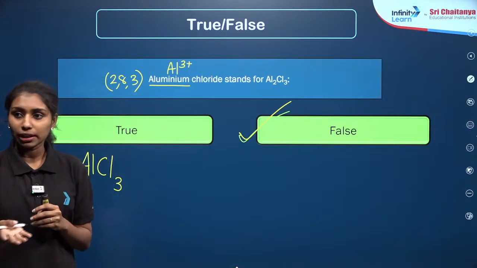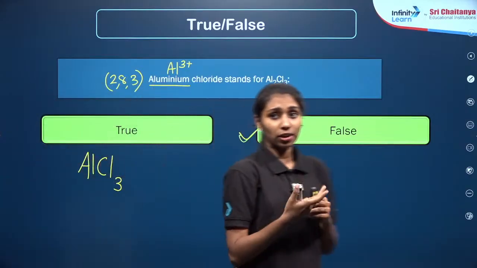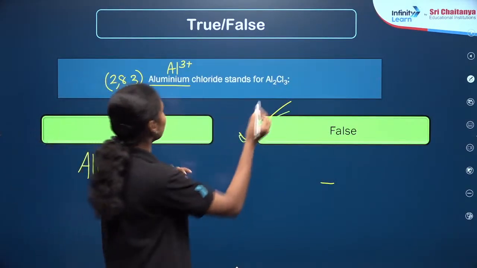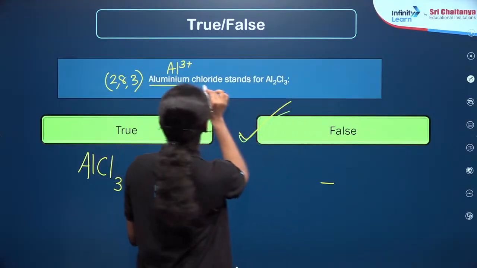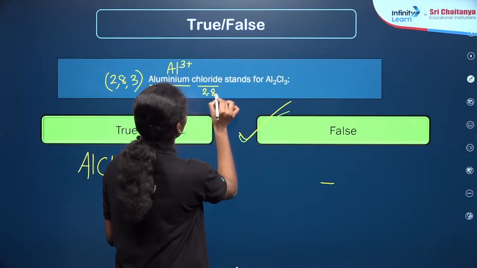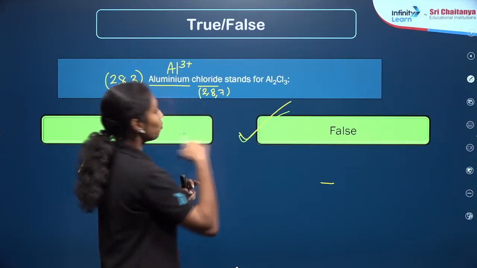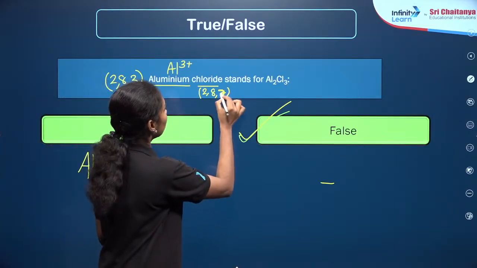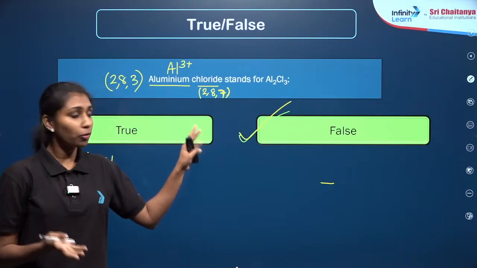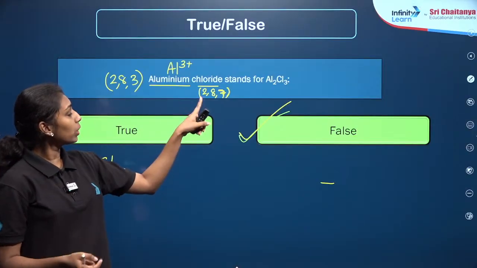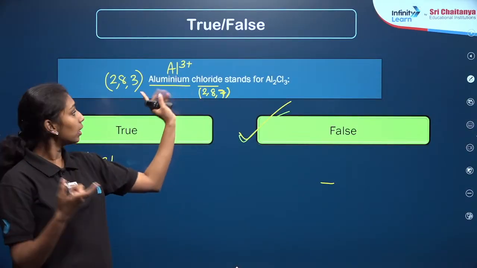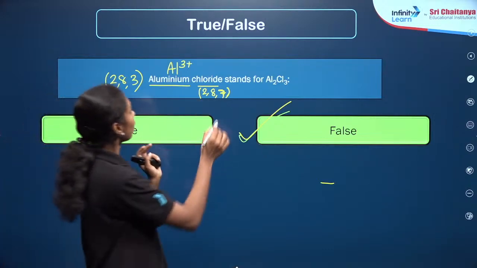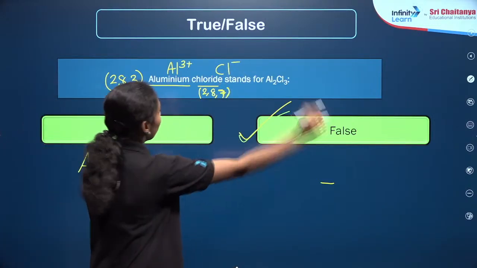Then what about chlorine? Chlorine is a non-metal, right? 2, 8, 7 is the electronic configuration of chlorine. So it can accept 1 electron from the aluminum, right? Here 3 electrons can be removed from the aluminum, so we need 3 chlorine atoms here, Cl minus, 3 chlorine atoms.